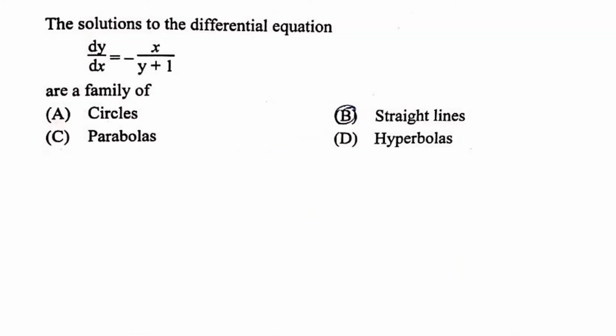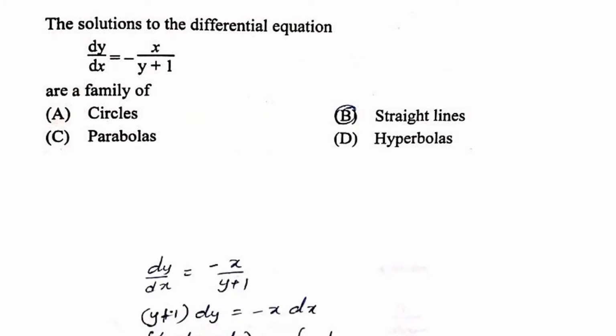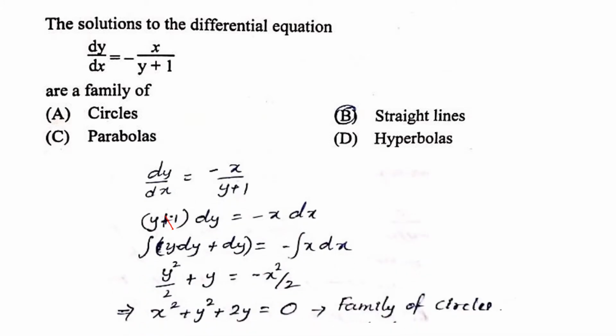The solutions to the differential equation dy by dx is equal to minus x divided by y plus 1 are a family of. 4 options are circles, parabolas, straight lines and hyperbolas. Here one differential equation is given, we have to solve that equation. Let us go to variable separable form. So you have to separate the variables. y plus 1 dy is equal to minus x dx.